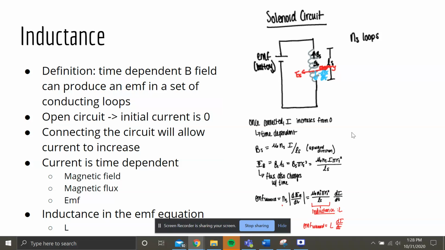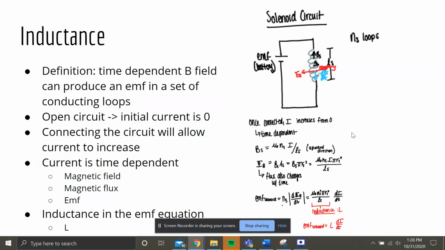Something that we already knew was that the equations here would involve time, since we started with an open circuit and then closed it. This means the current was time dependent, and in turn, the magnetic field, magnetic flux, and EMF were all time dependent as well.